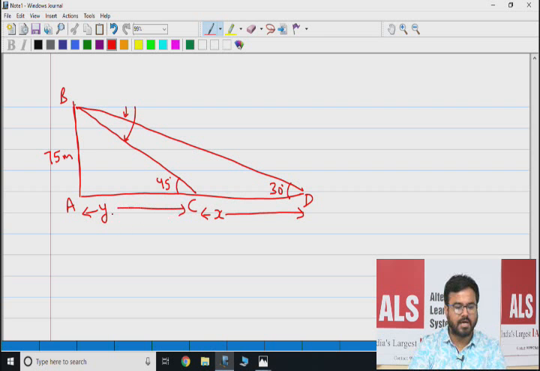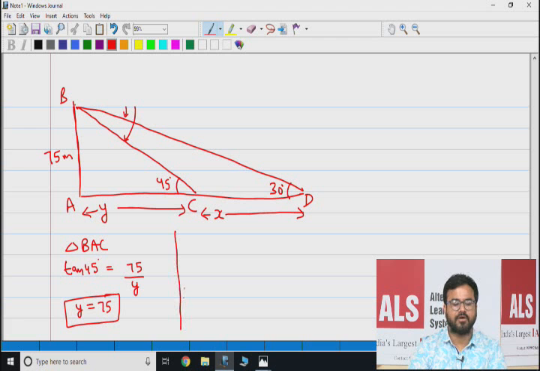So again we have two equations, two triangles we can take. Triangle BAC we can take. In triangle BAC, tangent of 45 is equal to perpendicular upon base. So 75 upon y. Tangent of 45 is 1. So y is equal to 75 in this case. Similarly, now we can take the larger triangle. So in the larger triangle BAD, tan of 30 degree is equal to perpendicular, which is 75 upon base. The base is the complete line, y plus x.